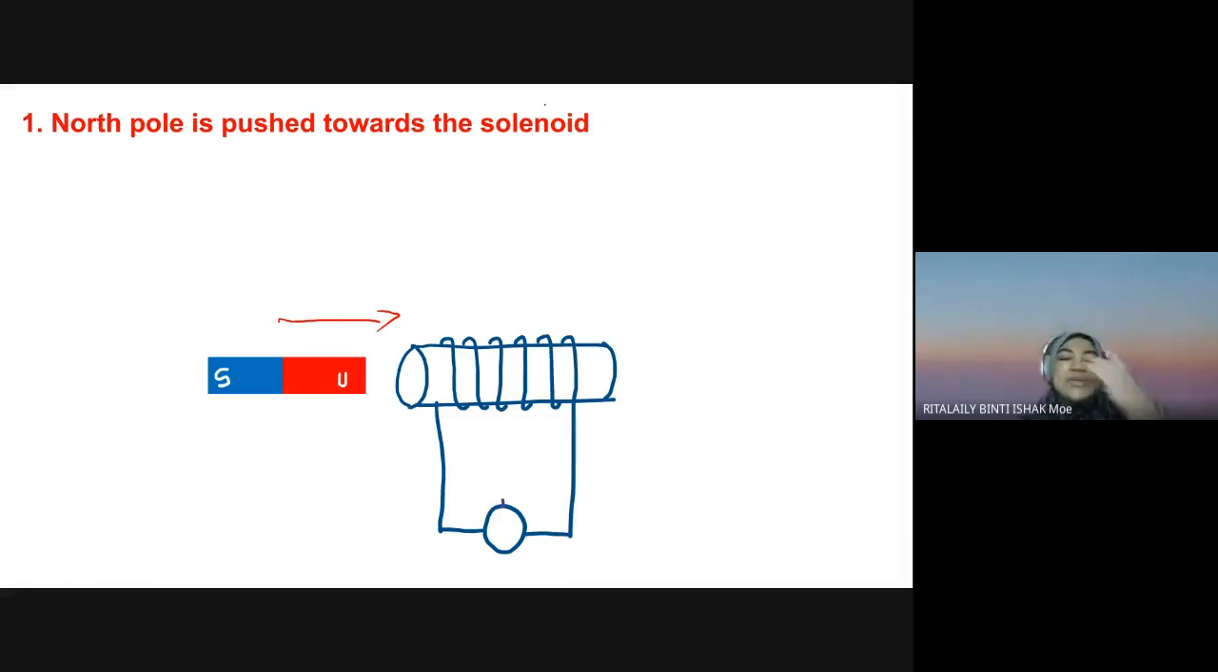Okay, so the galvanometer is following the direction of electron flow. So after you determine the direction of current, for the galvanometer it is the opposite direction. Okay, so here, to which direction is the deflection of the galvanometer? To the left or to the right?